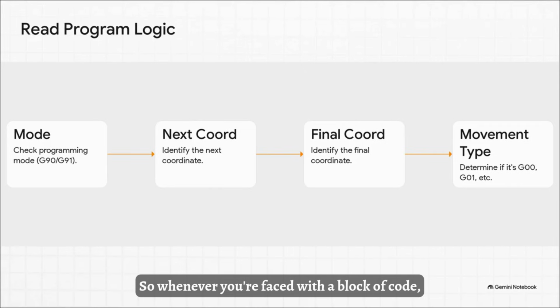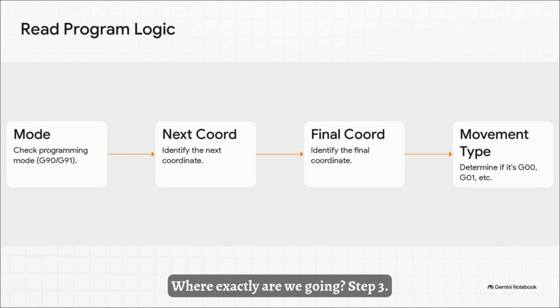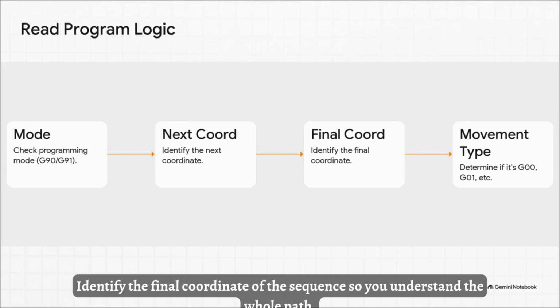So, whenever you're faced with a block of code, there's a highly logical 4-step process for reading it. Step 1, always check your programming mode. Are we in G90 absolute or G91 incremental? Because that changes everything. Step 2, identify the next coordinate. Where exactly are we going? Step 3, identify the final coordinate of the sequence so you understand the whole path.